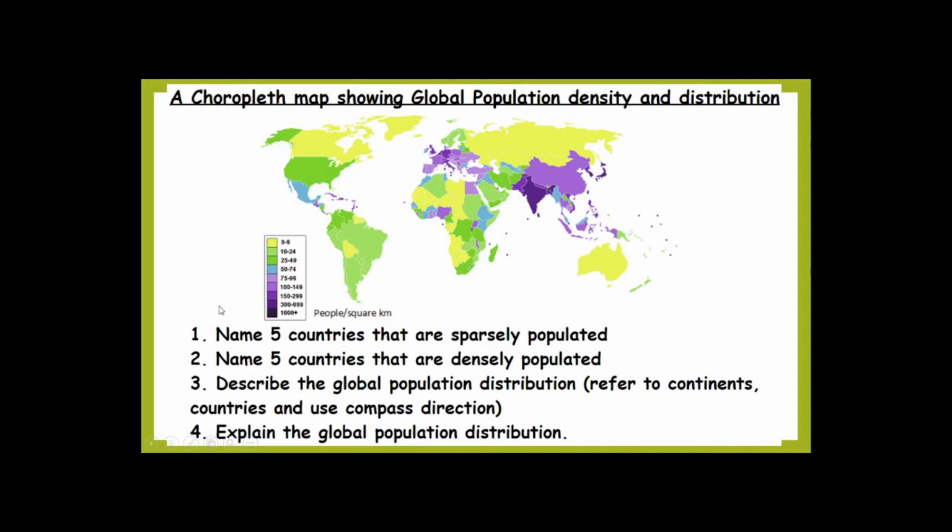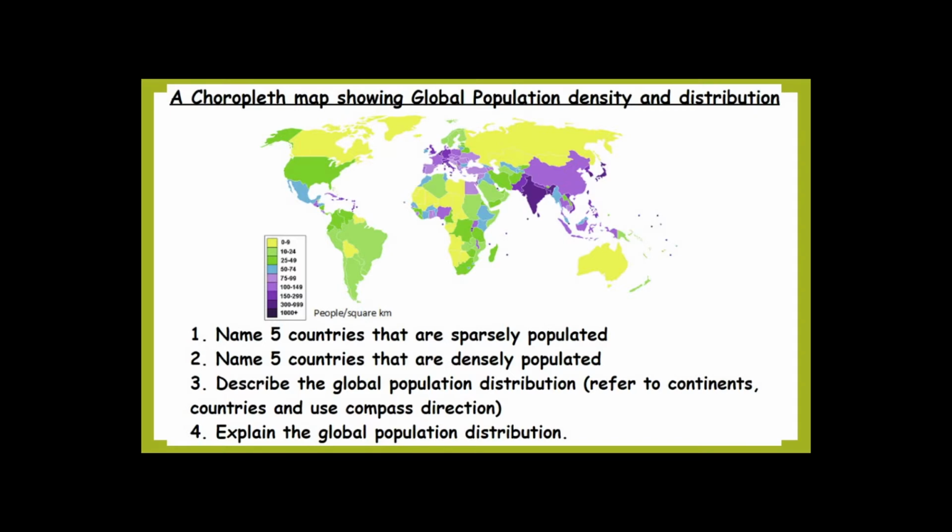What I'd like you to do, put a subheading, a choropleth map showing global population density and distribution. Cut and stick this map from the handout that goes with this lesson. If you don't have a printer, just leave a space for when we come back, I'll give you a spare. And I would like you to copy and complete these questions. Now for number 1 and 2, if you just Google a world map, you'll be able to identify 5 countries that are lightly coloured and be able to name them, and then 5 countries that are dark in colour on this map and be able to name them.